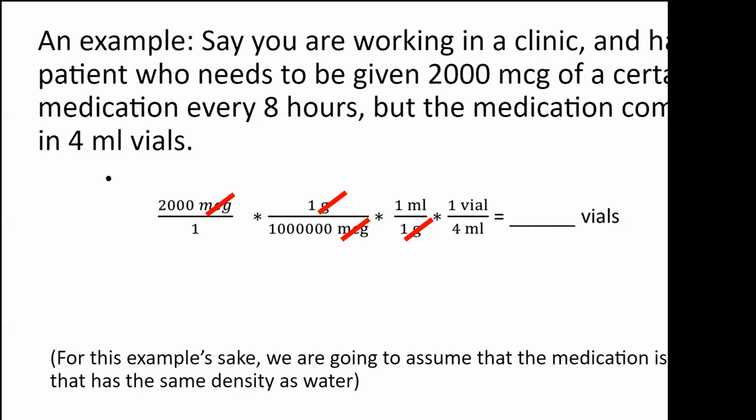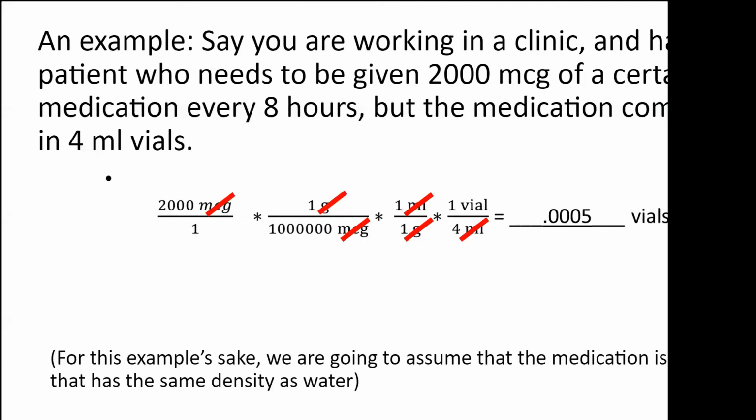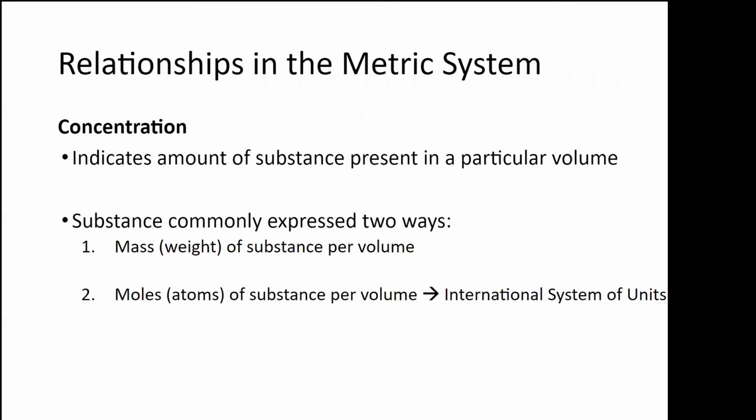And then finally, we know that we have our 4 milliliter vials. So we're dividing by 4. So we would be able then to find out if you do this math across. So essentially 2,000 divided by 1 million divided by 4 is going to give us 0.0005 vials. And I know I talked through that kind of fast, but you'll be working through problems like this in your packet to get some practice.